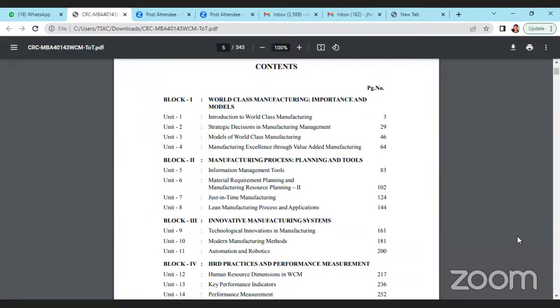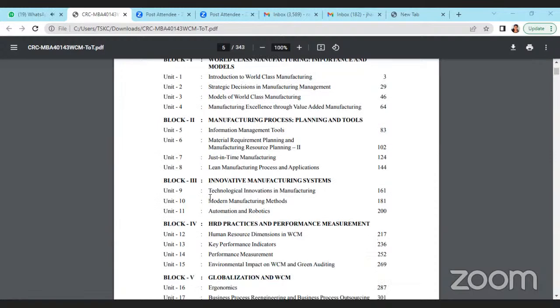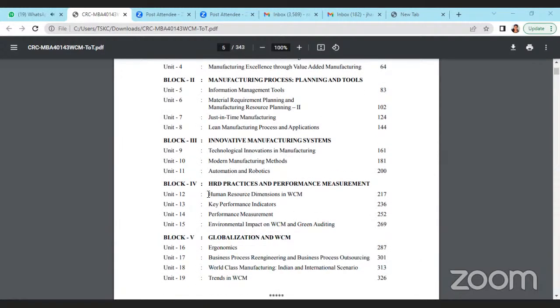When you come to block 2, here we discuss the manufacturing process and its planning tools, meaning how to get that and how to use it when it comes to the manufacturing process. In that we have just-in-time manufacturing and lean manufacturing. These are the different applications that will be used. And block 3 is innovative manufacturing systems. Under this again we have 3 units: technological innovations in manufacturing, modern manufacturing methods, automation and robotics. This is block 3.